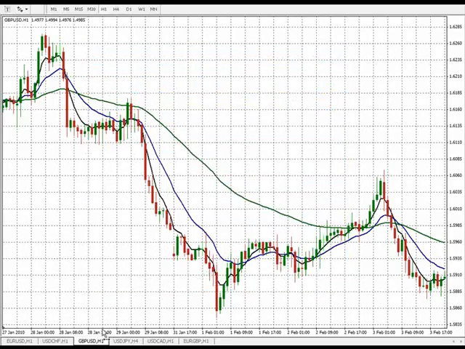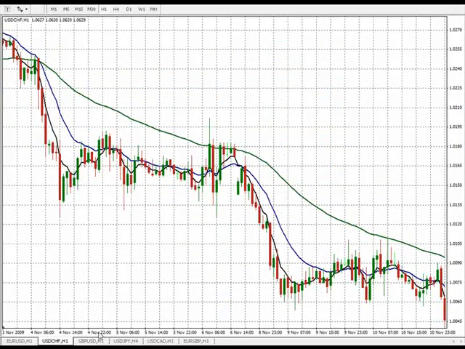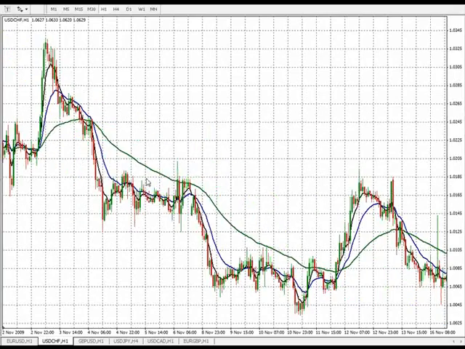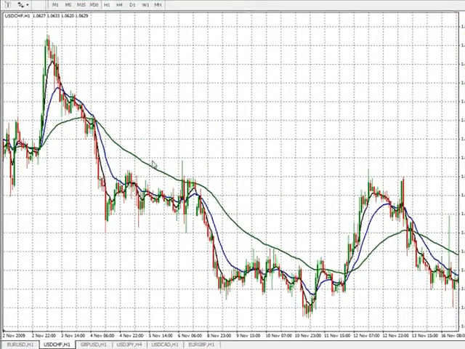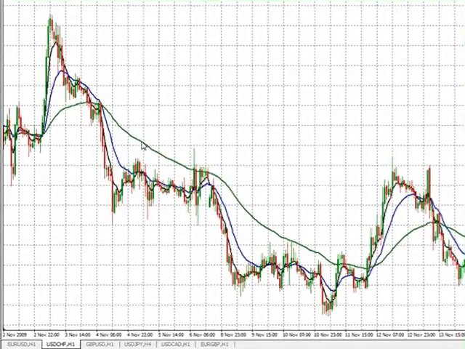Let's take a look at another one here. We're going to look at the US dollar Swiss franc. Just zooming out here a little bit, this is the 1 hour chart on November 5th. We first needed to determine the trend, and in this case we are in a strong downtrend. We use our criteria to determine that.